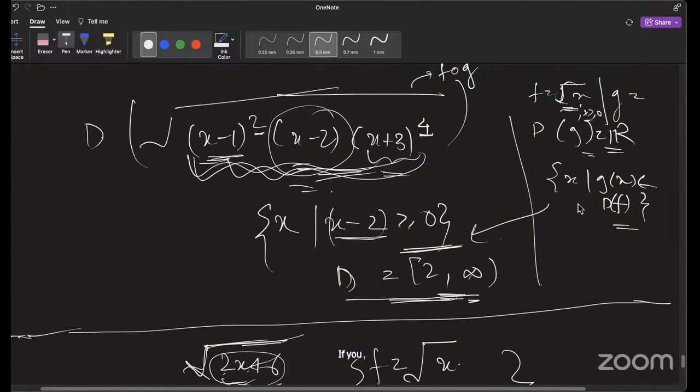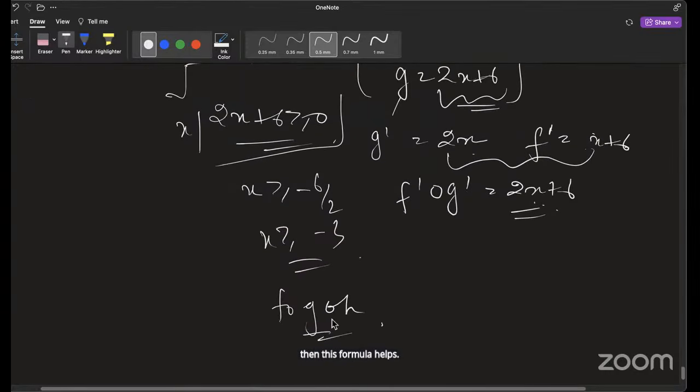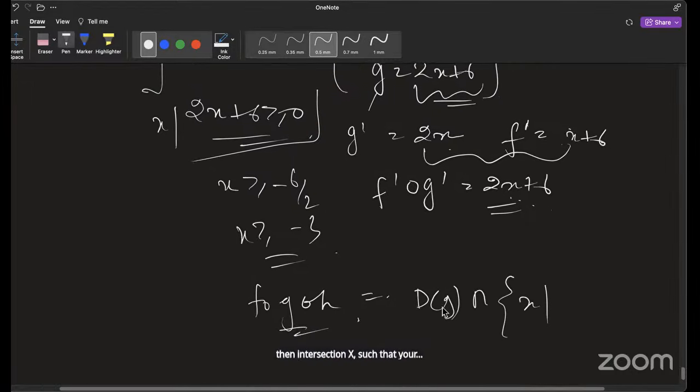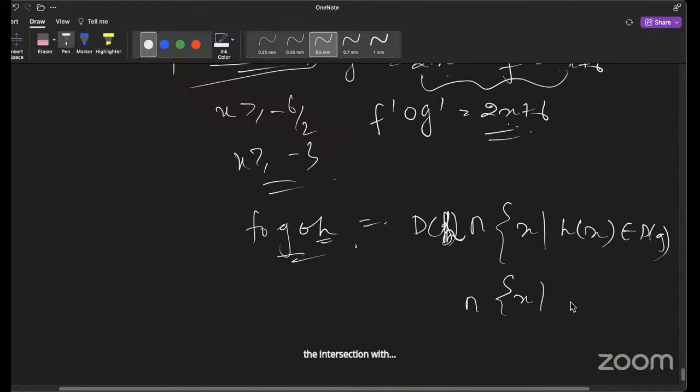If you don't want to follow this, sometimes when you have a lot of functions f o g o h, then this formula helps. Which formula? The formula that we did initially, when you take the domain of this one. It will be the domain of h first, innermost first, intersection with x such that h(x) is in the domain of g, and intersection with x such that g(h(x)) belongs to the domain of f. This helps.